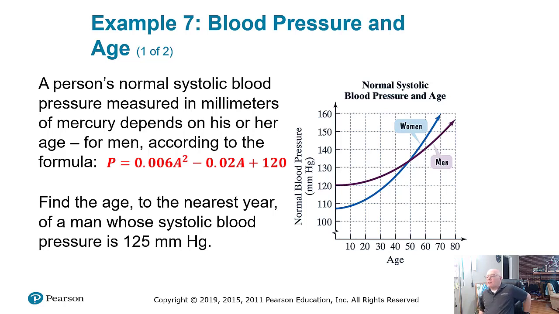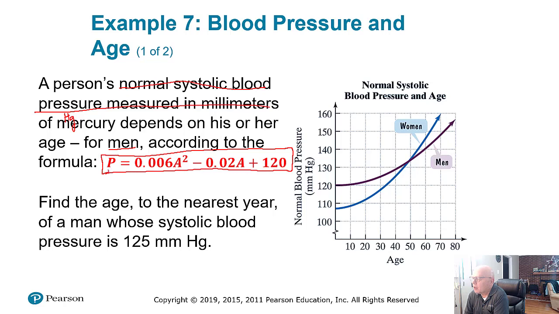Now here's one that I found very interesting. Here's the normal systolic blood pressure measured in millimeters of mercury. For you chemistry people, that's mmHg. And for man, you have this formula right here. And you've got a graph on the right, making it easy. It says, find the age to the nearest year for a man whose systolic blood pressure is 125.